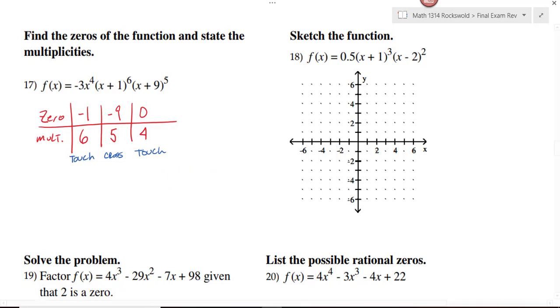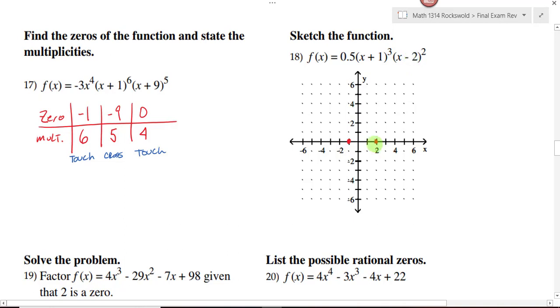On number 18, we're asked to sketch the graph of the function. So let's start by plotting our zeros. I have a 0 where? At -1, so there's a 0. Is the graph going to cross or touch there? It's going to cross. And I have a 0 at +2.